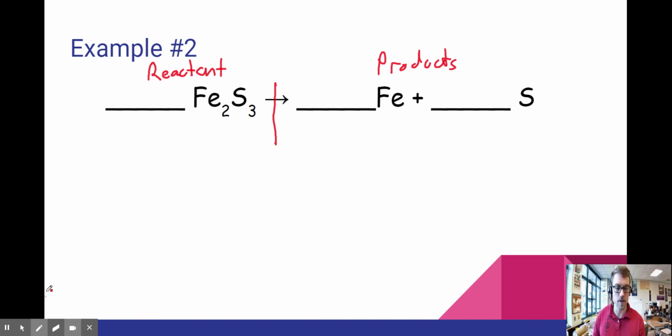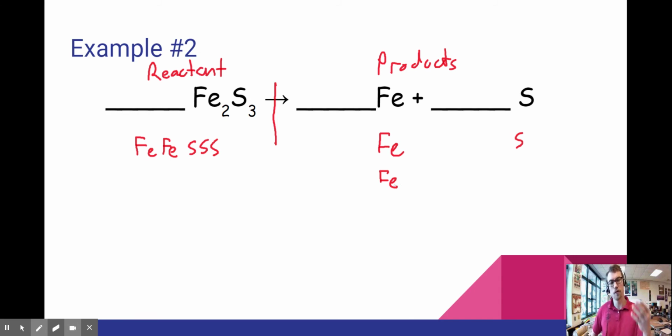So Fe2S3, this is saying that we have 2 irons. So I'm going to write in Fe, Fe, and then we have S3, that's 3 S's, S, S, and S. Again, I like writing those out so I can visually see how many of each atom I have. Over here it's just Fe, and then we have S. All right, so let's take a look. We've got 2 irons on the reactant side, that's the Fe2S3. I only have 1 on the right, so I need to add a second one.